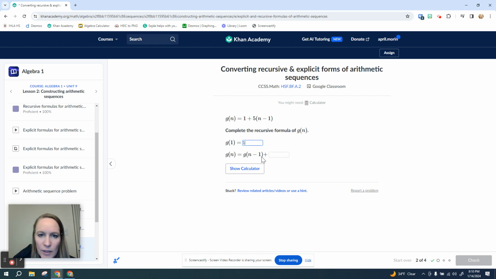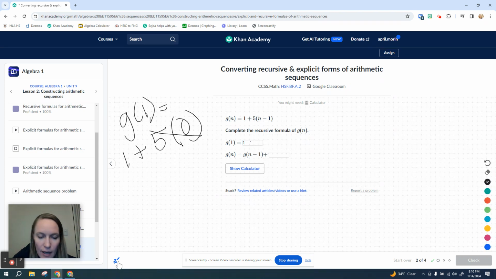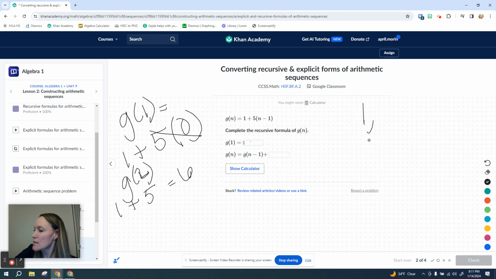And so this is the formula to get our terms, and then this is the recursive formula. So we've got to find the pattern, because the recursive formula is just the first term plus the pattern. To do that, I really need to list out the first 4 terms. Okay, I got my first term, which is 1. Now I need g of 2. And g of 2 is 1 plus 5 times 2 minus 1. So just 1, right? So that equals 6. So the second one is 6.